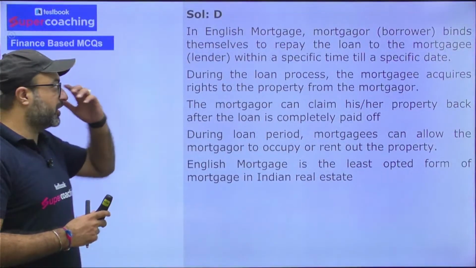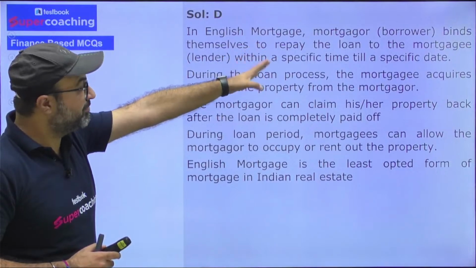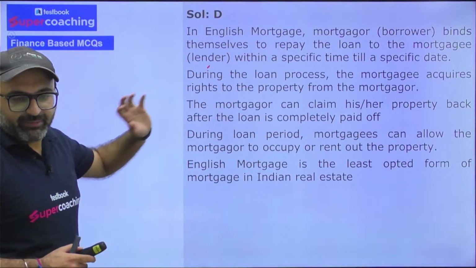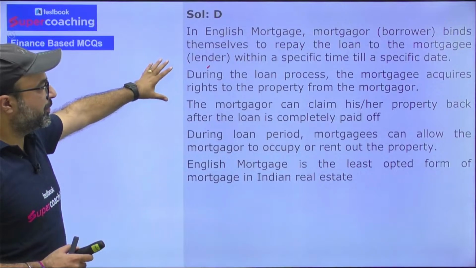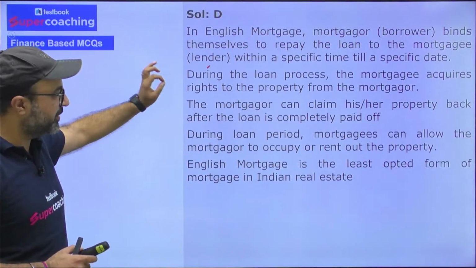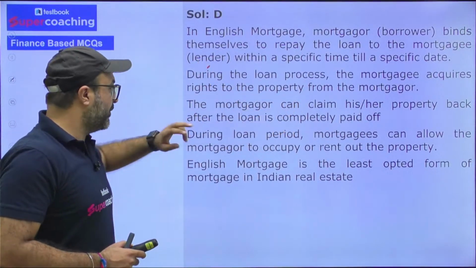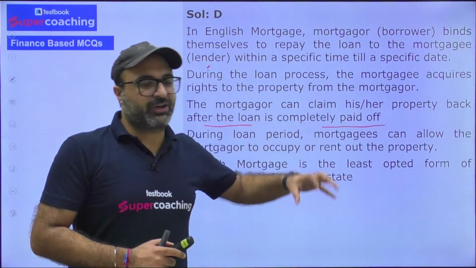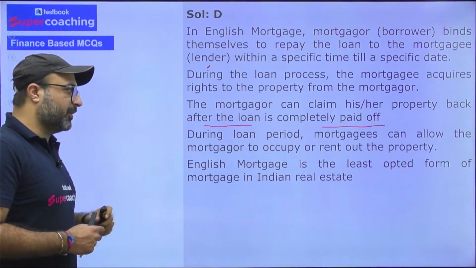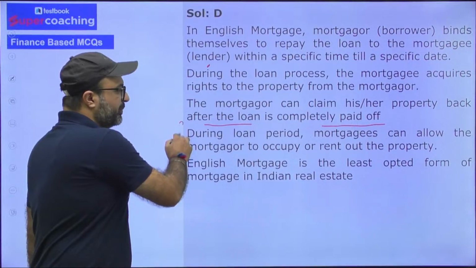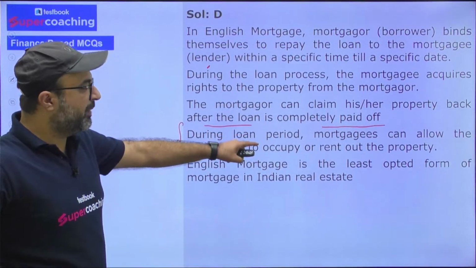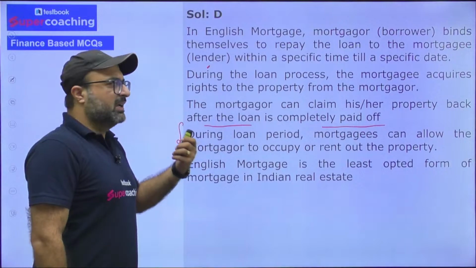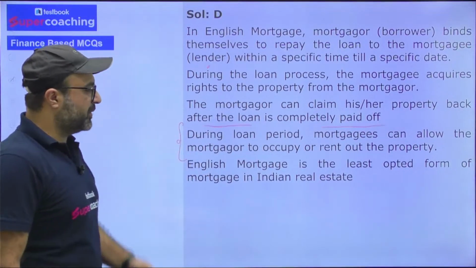So remember that in English mortgage, the mortgager, the borrower, binds themselves to repay the loan to the mortgagee, that is the lender, within a specific time, till a specific date, as discussed. During the loan process, the mortgagee acquires rights to the property from the mortgager, and the mortgager can claim his or her right to the property after paying back the loan. So once you have paid back the loan, only then can you get back the rights on the property. Even during the loan period, the mortgagee can allow the mortgager to occupy or rent out the property. This can be done as per the mutual contract which has been signed. Moving on to the next question.